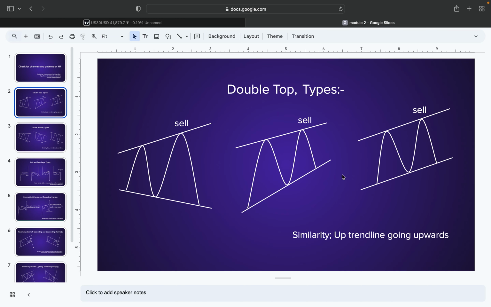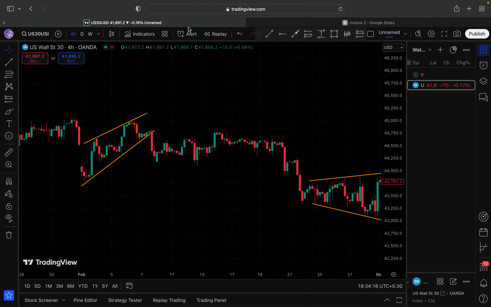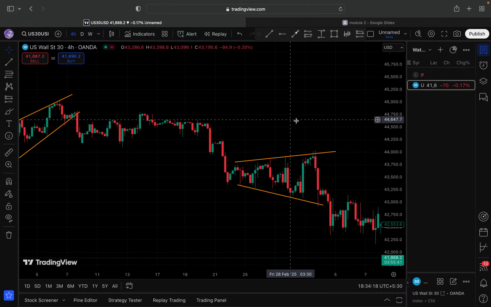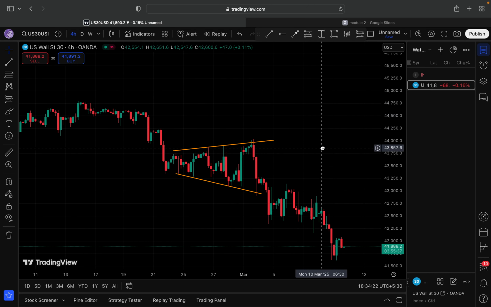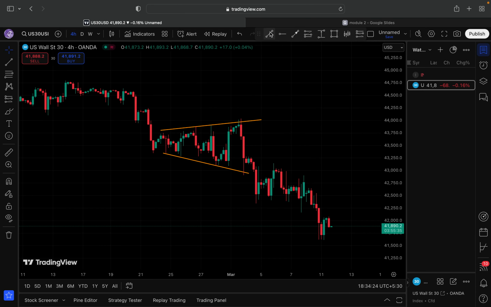Then let's go to the next type of double top, which is the parallel type of double top, where price is creating a double top parallel to its trend line. Now let's see it in the market. We should see one of that. Yeah, this happened recently here.